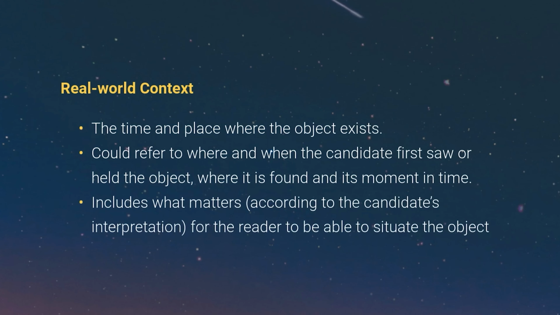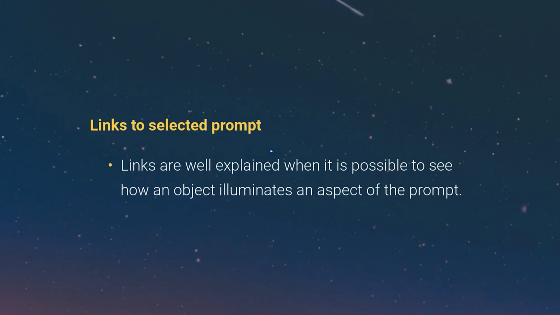So as we said, the real world context is the time and place where the object exists and could refer to where and when the candidate first saw or held the object, or where it is to be found, and if pertinent, its moment in time. Contextualizing includes what matters according to your own interpretation, for the reader, the examiner, to be able to situate the object to the prompt.